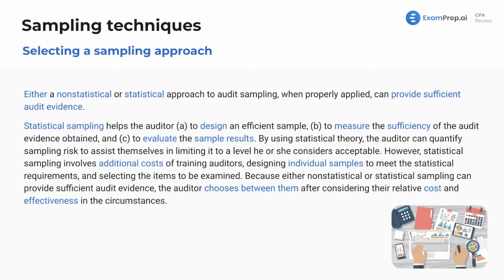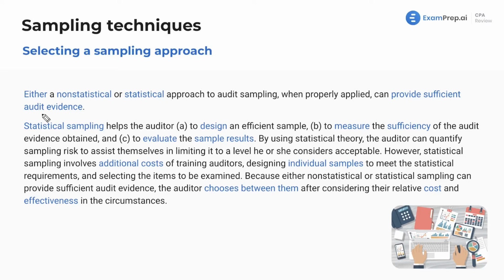We've got both of our wonderful approaches. We've got non-stat and stat sampling, and we can use one, we can use both, but we can't use neither. We've got to do something here. All right? And we can use either because they both provide sufficient appropriate audit evidence. It's up to you as the auditor to make that assessment. Now, I personally think a little bit of both wouldn't hurt, but it's up to you to use professional judgment and determine which approach would be best for you.